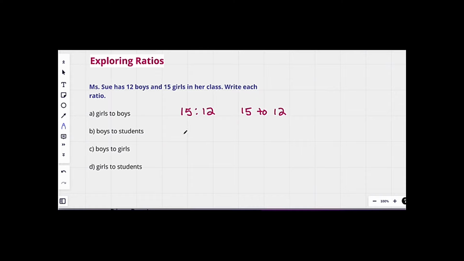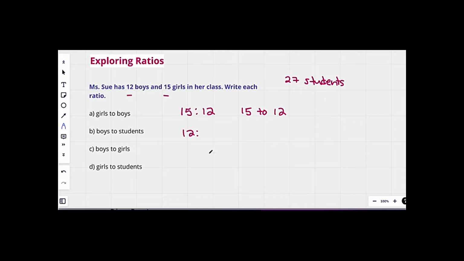Okay, what about boys to students? Okay, so how many boys do we have? We've got 12 boys, but this one is a part to whole question because it's asking us to show the ratio of boys to students. So we need to know how many students do we have altogether. So we've got 12 boys and 15 girls. What is that? That is 27 students. We have to add them together. Remember, students is the whole. It's everything that we've got all together. Girls is a part and boys is a part to part. When we add them all together, we get our whole.